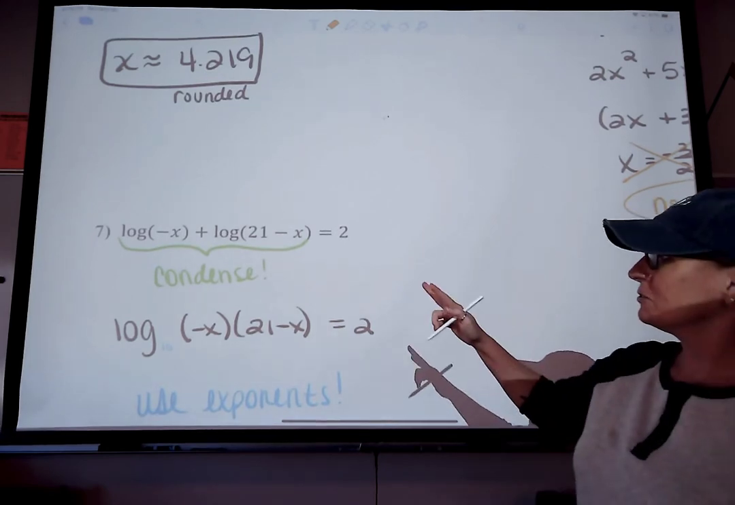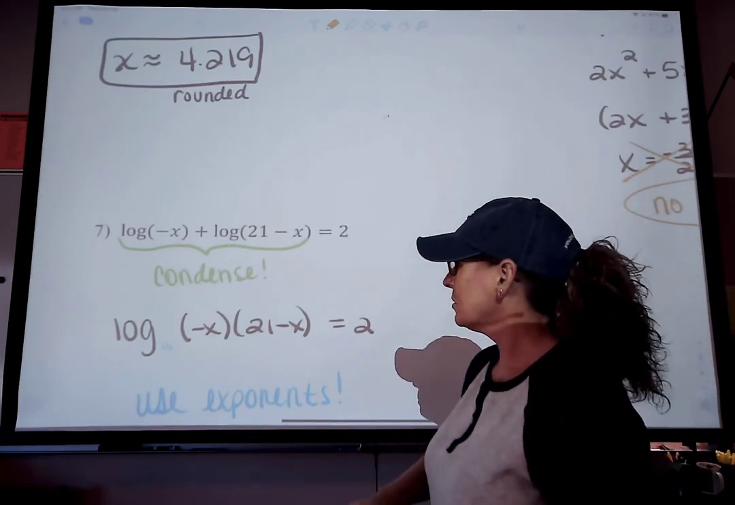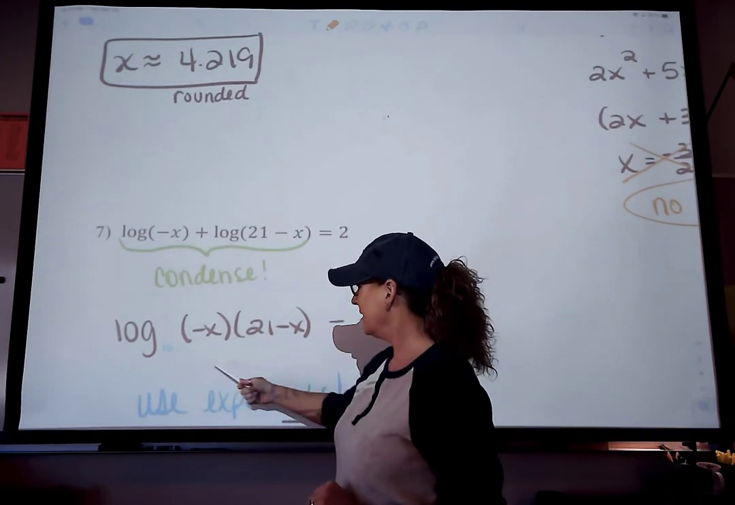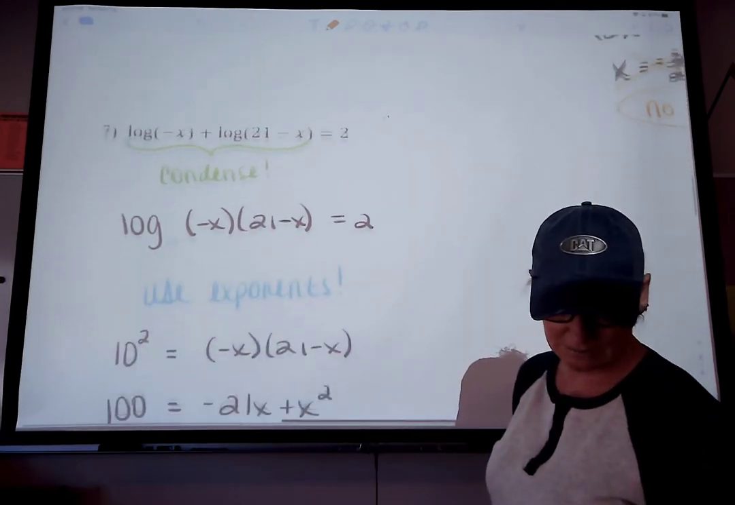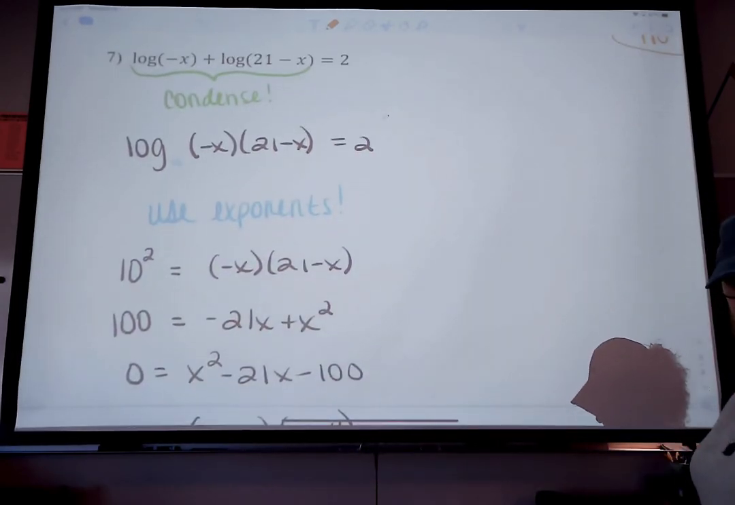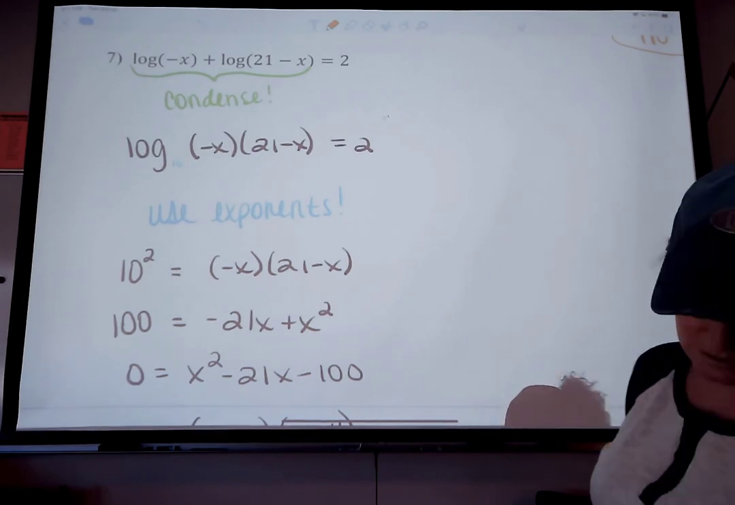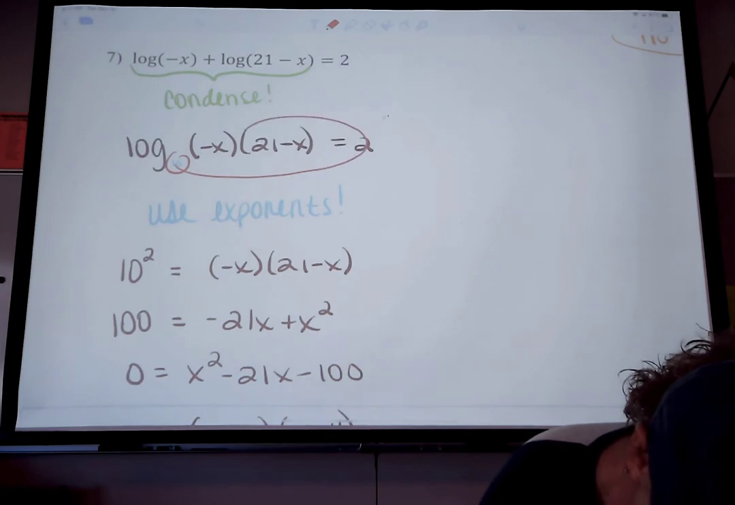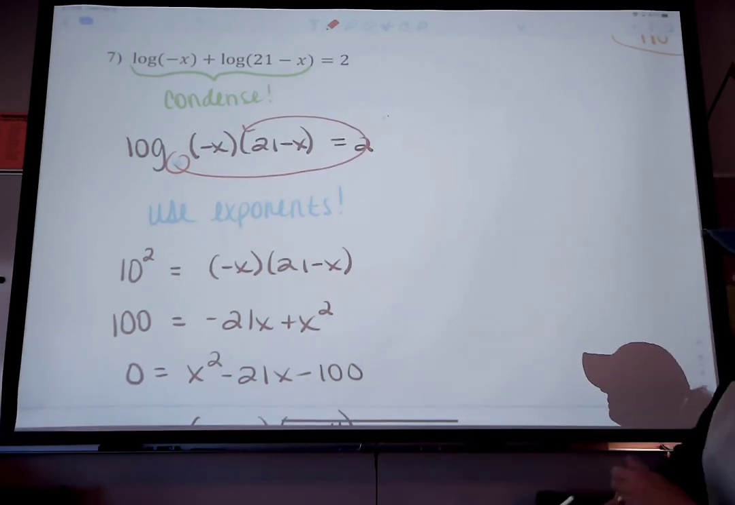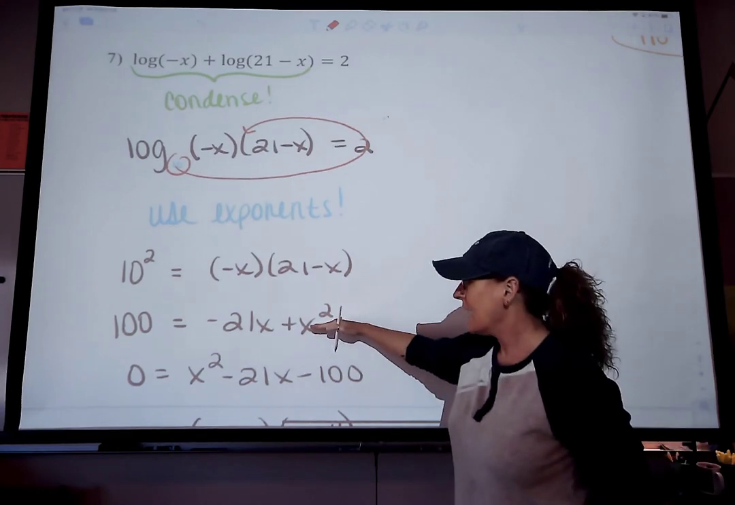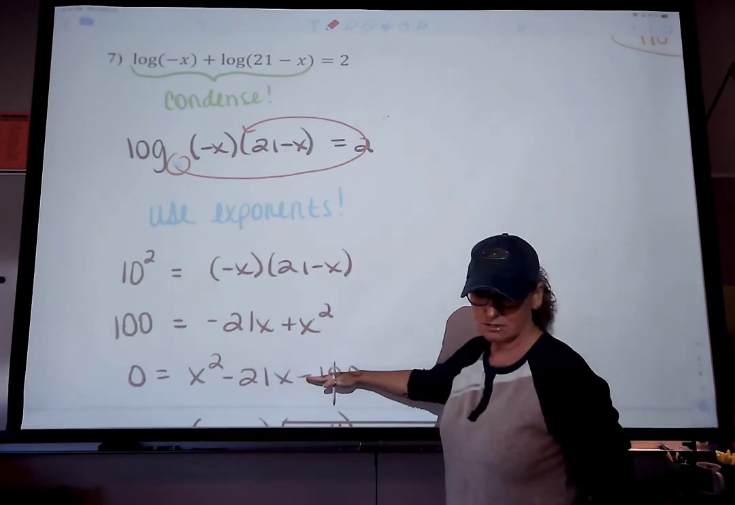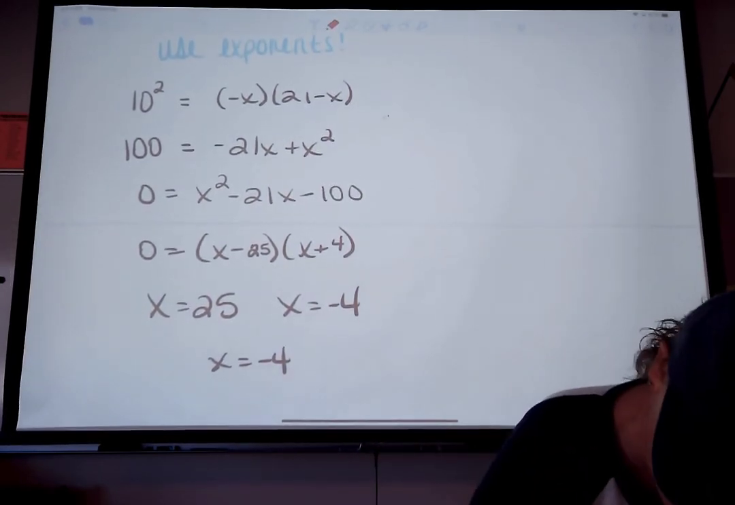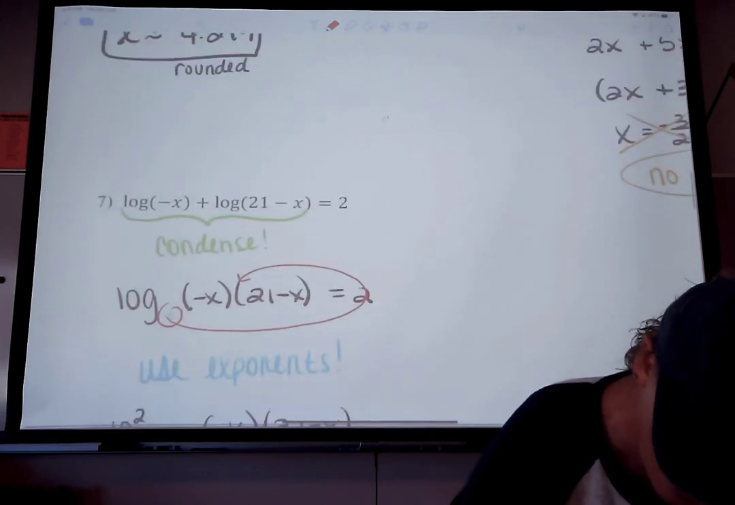And last one, 2 logarithms. I condensed them into one, use multiplication, reminded you that you have a base of 10, use exponents. Ten squared equals all of that mess. Multiplied it. Hey, look, it's a quadratic equation. Set it equal to 0. Factored it. I got 25 and negative 4.